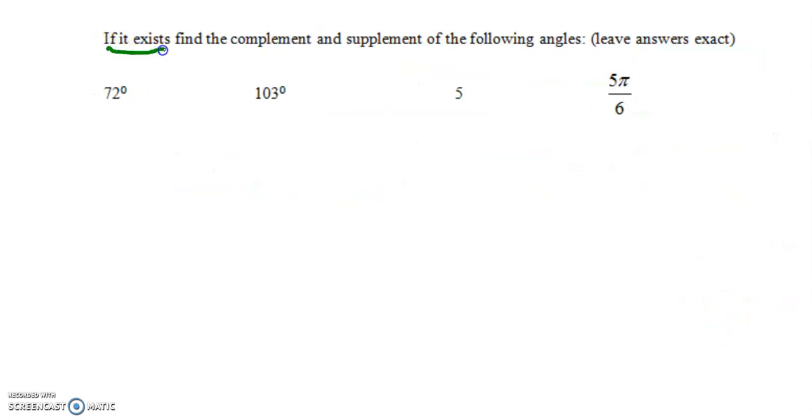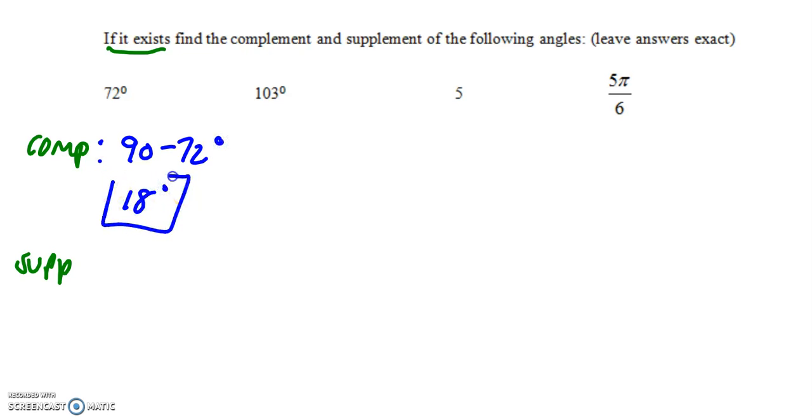If it exists, find the complement and the supplement of the given angle. So, degrees first, to get those definitions back in our heads. If we're looking at 72 degrees, I want to find the complement of that angle, and I would like to find the supplement of that angle. The complement of 72 means the angle that adds with 72 to get 90. In other words, to find the complement, we could take 90, because we know the sum is 90, minus 72, and get the complement angle to be 18 degrees.